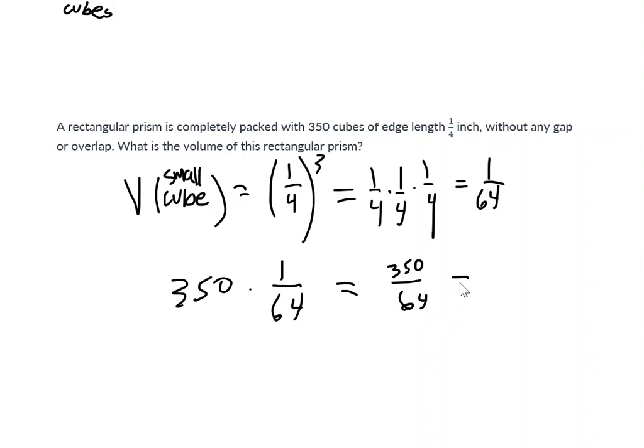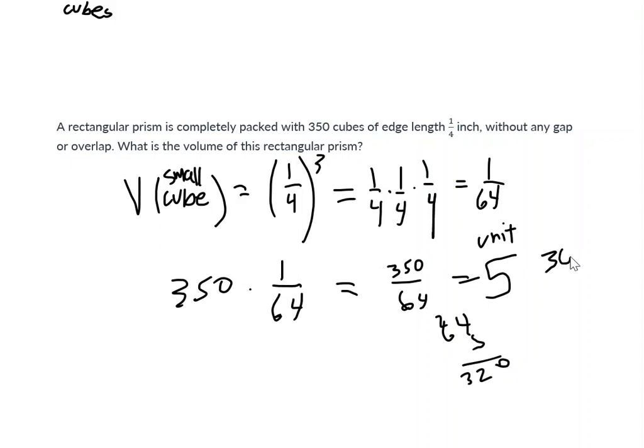a mixed number. How many times does 64 divide into 350? 64 times 5 is 320. So 5 times. So that tells me there are 5 unit cubes because I have a whole number of 5, so that's a whole unit cube. 5 times 64 is 320, so how many is left over? From 350, there are 30 left over.